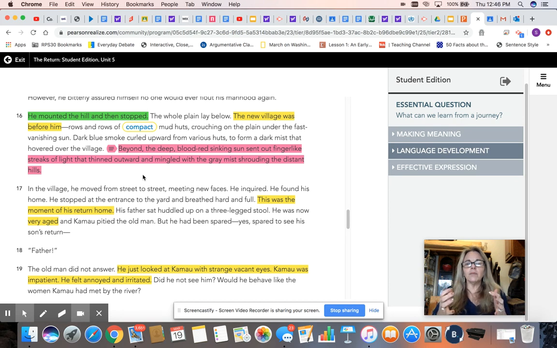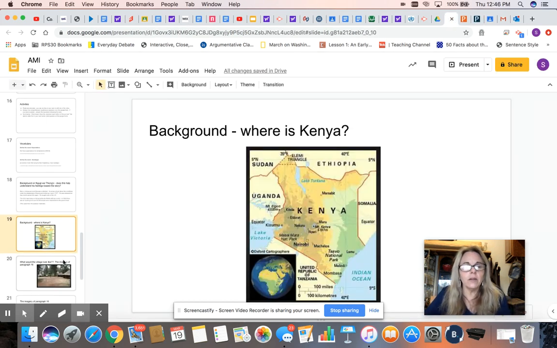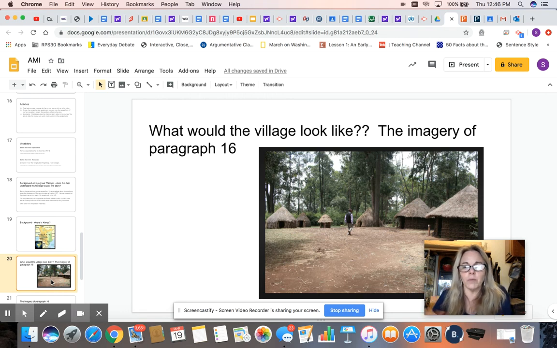In fact, I found some. So here is what the village would look like to me. Of course, there would be more of these huts because it says they're compact. That's the detail from the text. And this is the image that kind of pops up in my head, him kind of coming home.